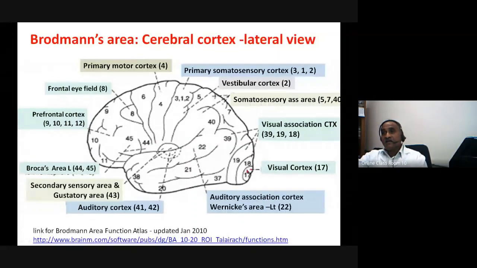Then comes area number 17. It is the primary visual cortex. The next to it are 18 and 19. These are secondary visual cortices. V2, then this one becomes V3, V4, V5, and even 39. This is a visual association area of the cortex. So that means 17, 18, 19, I will consider.